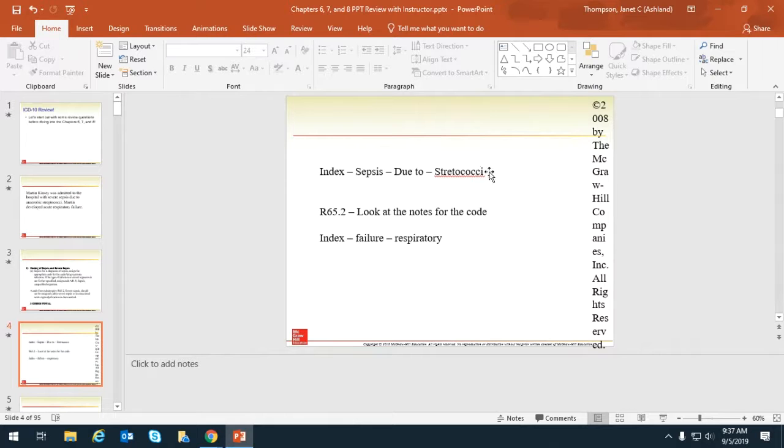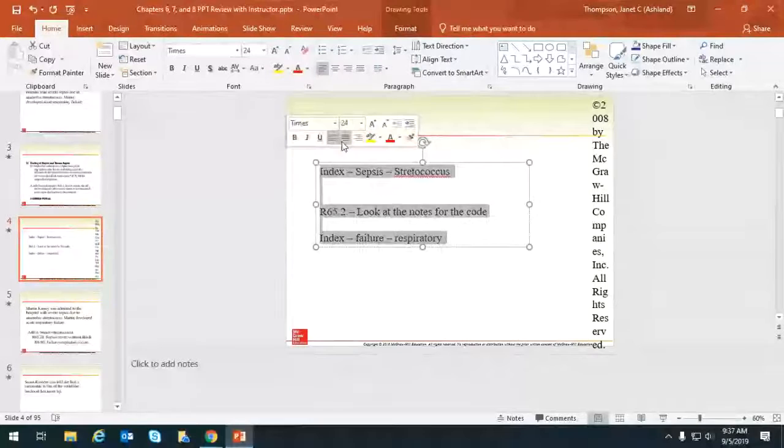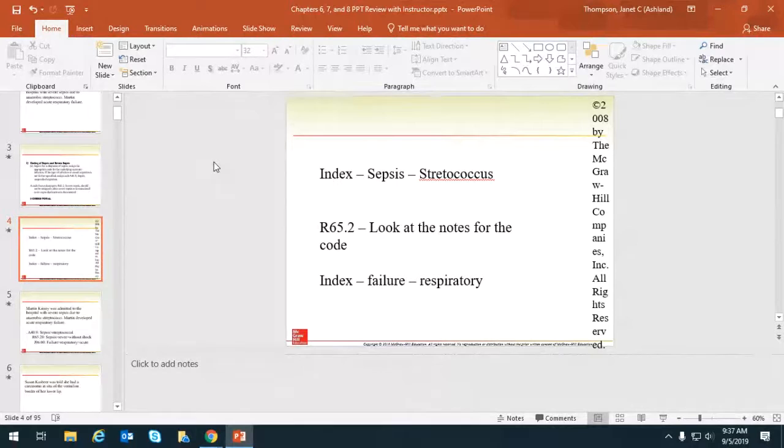Actually, in the index, when you look under sepsis, I don't think it shows up under "due to," but it is listed for streptococcus. So to start, we'll get our code for the sepsis from streptococcus. Then our guidelines are going to tell us to go directly to category R65.2. When we go to R65.2, we need to make sure we look at all the category notes for the code.